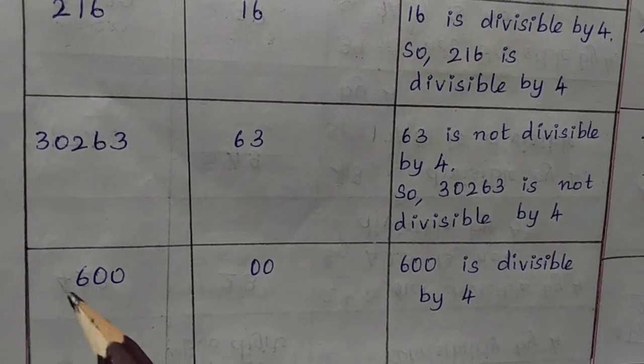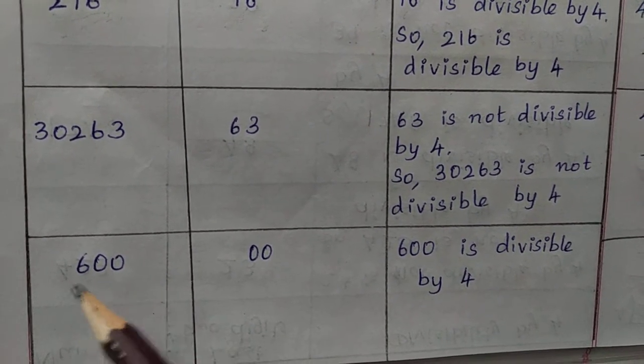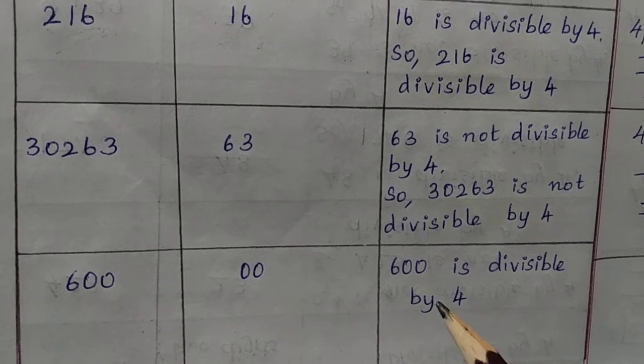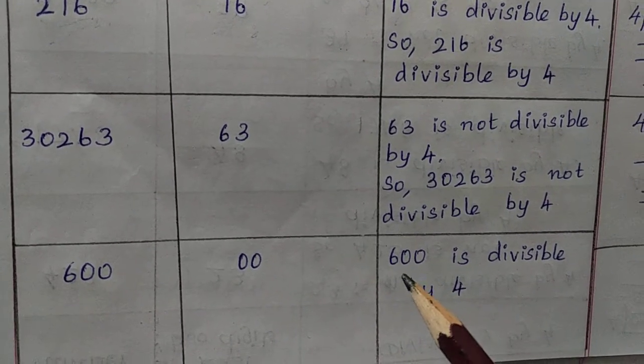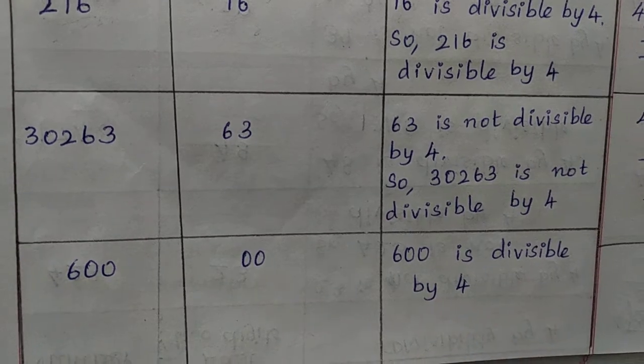Okay. 600. Very easy. It ends with 2 zeros. So we can directly conclude that 600 is divisible by 4.